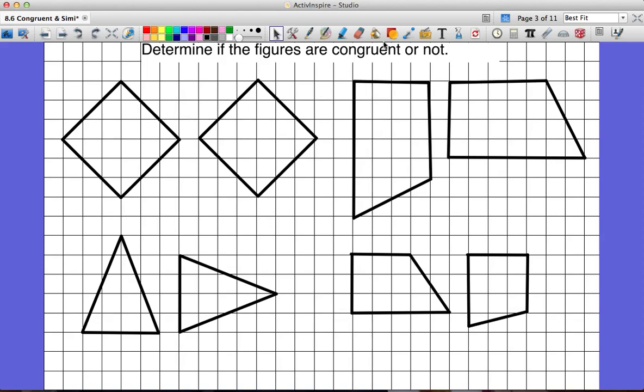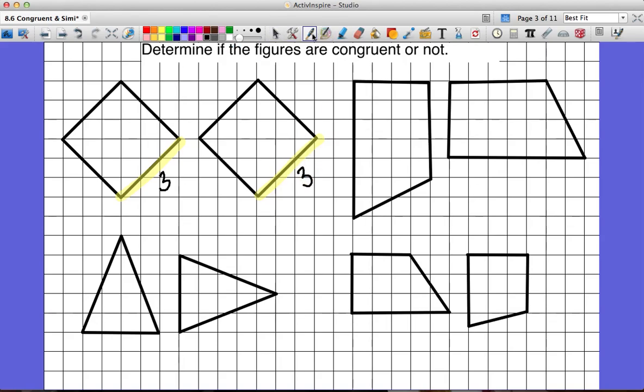The first thing you have to find are the corresponding sides. This is where colored pencils will really come in handy for you. If I look at this side of my quadrilateral, I know that it matches up with this side of the other quadrilateral. And I know that it is 1, 2, 3 units long. And this one is 1, 2, 3 units long.